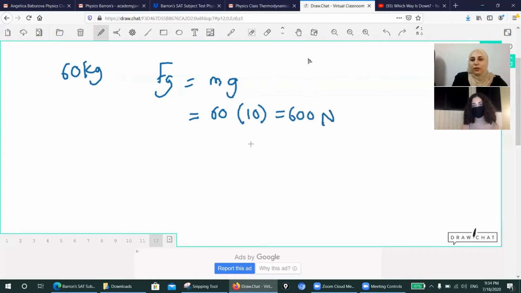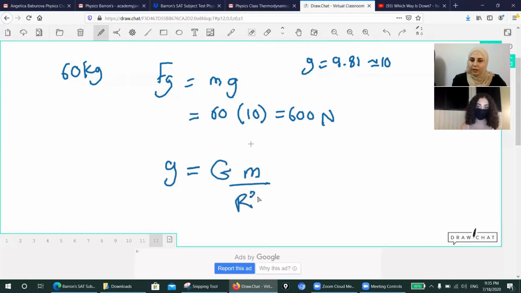Now, we know that G is 9.81 or almost 10 meters per second squared. But where did they get this value from? How did they calculate this value? They use the radius of the Earth and the mass of the Earth. Okay, so G on the surface of Earth is equal to capital G M over R squared. So this is the formula they use to calculate G.